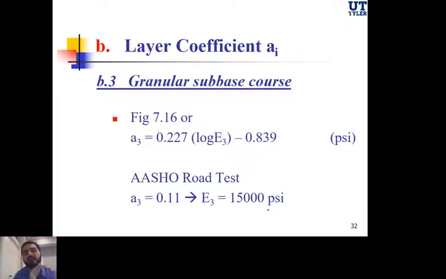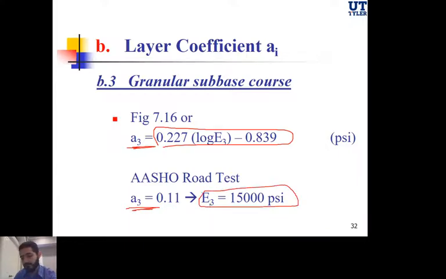For the third layer, A3, this is a sub-base course. We have this equation right here, 0.227 times the log of E3 minus 0.839. For the AASHO Road Test, A3 was 0.11 because E3 was 15,000 psi.